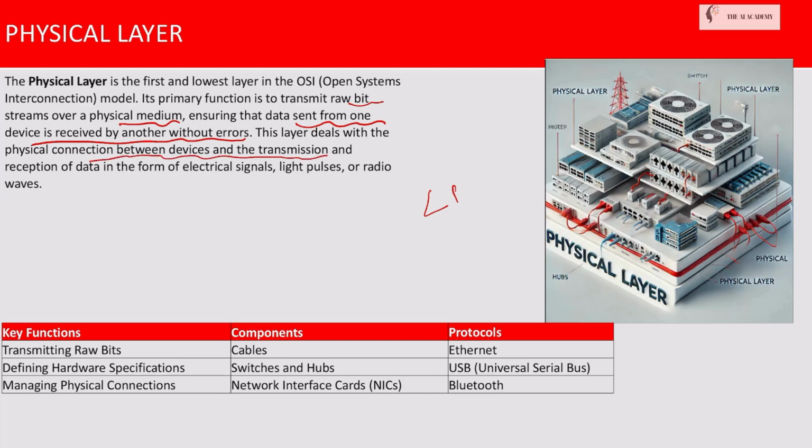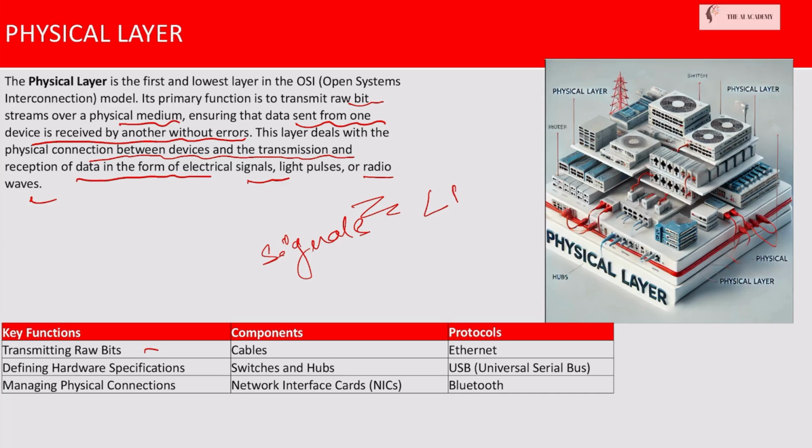This layer deals with the physical connection between devices and the transmission and reception of data in the form of electrical signals, light pulses, or radio waves. The physical layer is responsible for converting digital data from the data link layer into signals that can be transmitted over the network medium. These signals can be electrical, optical, or radio waves.